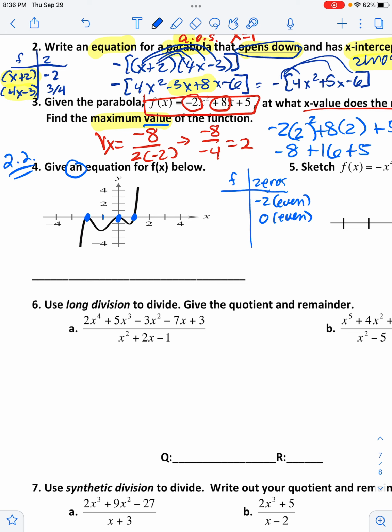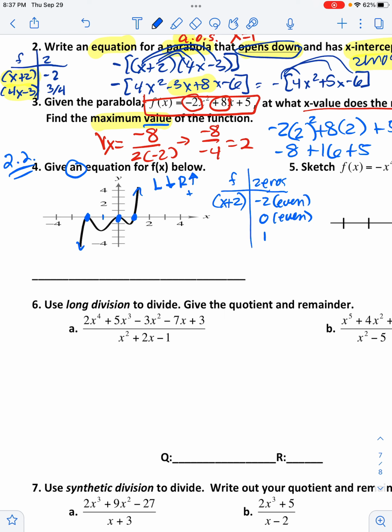And then my next 0 is at 1, which is just crossing straight up. So that's just going to be to the first power. No multiplicity. I also know that my right end goes up, which tells me that my leading coefficient is positive. And I see that my left end is going down, which means that I'm going to have an odd power when I'm completely finished. So what factor goes with a 0 of -2?